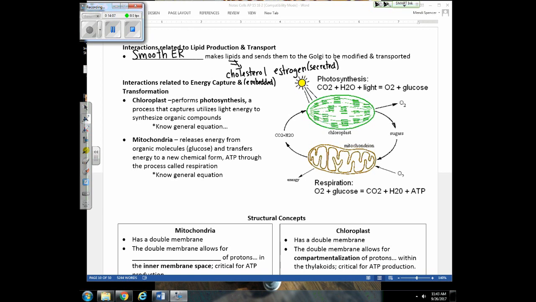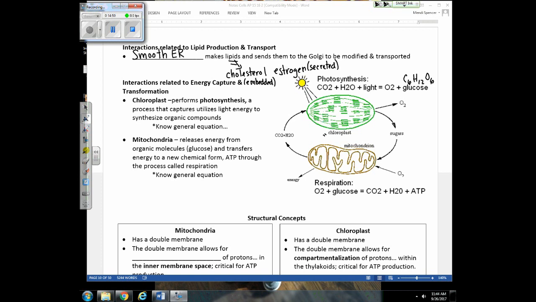Now I want to talk about interactions between organelles related to energy. We had a unit in pre-AP where we talked about photosynthesis and respiration, and we know that photosynthesis is performed by the organelle called the chloroplast, whereas respiration is done by the mitochondria. Make sure you know the equations for respiration and photosynthesis. I'm going to go ahead and balance them in case you ever have to write a balanced chemical equation for photosynthesis and respiration.